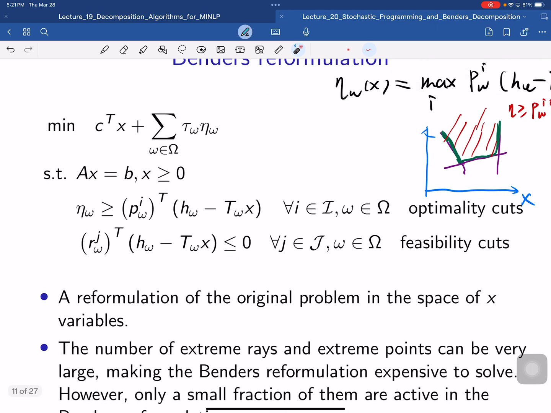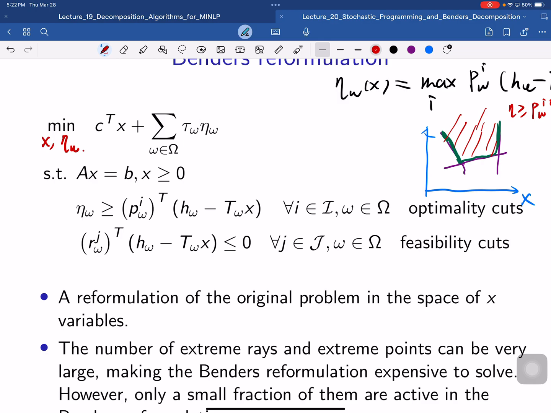Any other questions with the reformulation here? All right. So what are the issues with this reformulation? Now you get a linear programming problem with only the x variable. This optimization problem is essentially minimizing over x and all the eta omega here. You get rid of all the y omega variables, which is nice. You are solving a problem with a smaller number of variables.